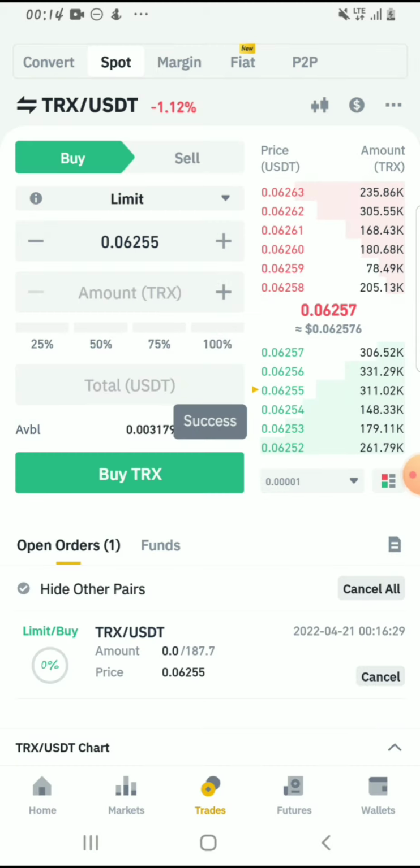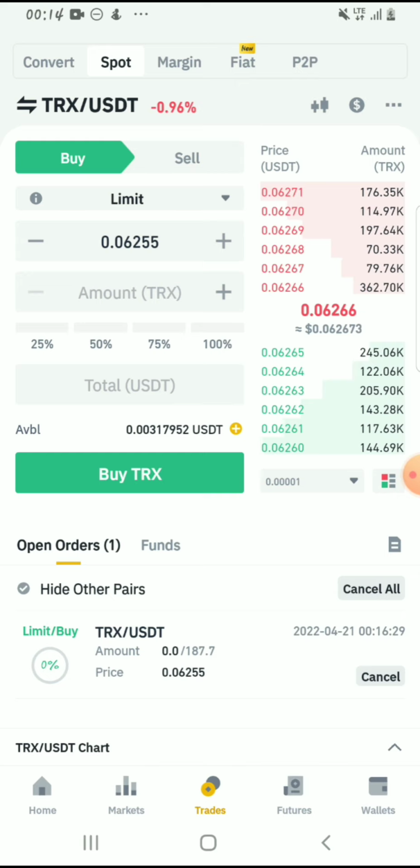Then the order is here. I have to wait for the order to be filled. Once the price touches 0.06255, my order will execute. So let's watch it. The price is moving too fast. While we wait, once the market price drops to 0.06255, my order completes immediately. You just have to place the order, take your eyes off the exchange for a little bit, and the order completes itself.